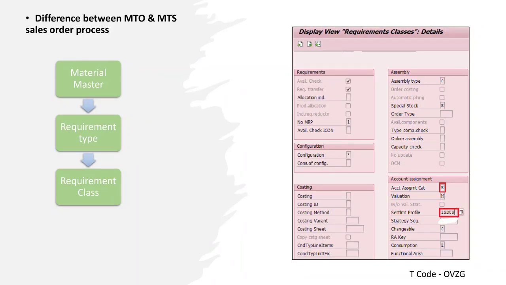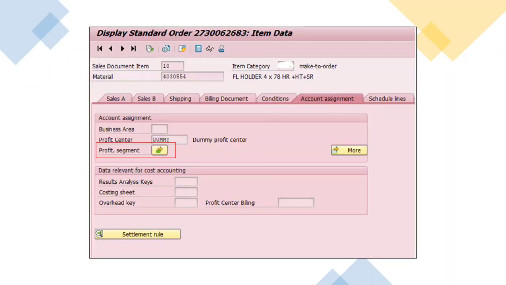Because of the above setting, we can see on the sales order level we get an account assignment tab with the below details. On this slide, you can see the account assignment tab on the sales order line item details. Here we can notice that the profitability segment has collected characteristics to post into COPA documents. This is because the system has determined the requirement class which has been configured for sales order settlement.